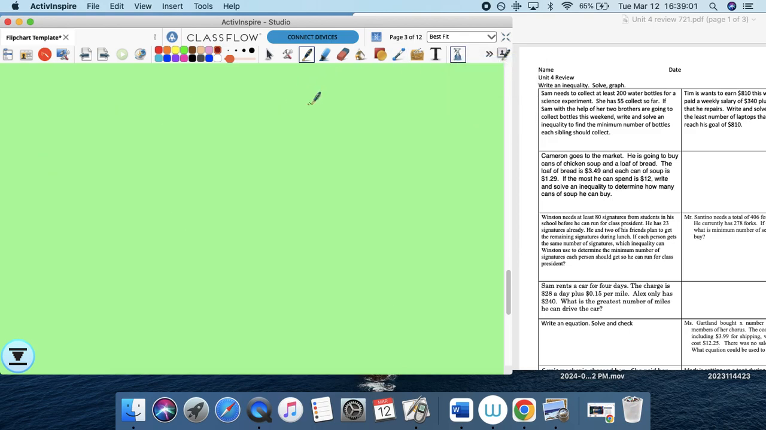So that's 1. 2, the one right next to it, is the Tim problem. Tim wants to earn $800 this week. He's paid a salary of $340 plus $35 for each laptop. Write and solve an inequality to find the least number of laptops that he needs to repair to reach his goal of 800. So again, he has to earn 800 or more. He already has 340, so it's pretty much the same as the previous problem. 340 plus $35 for each laptop. So the question is how many laptops he needs to fix.